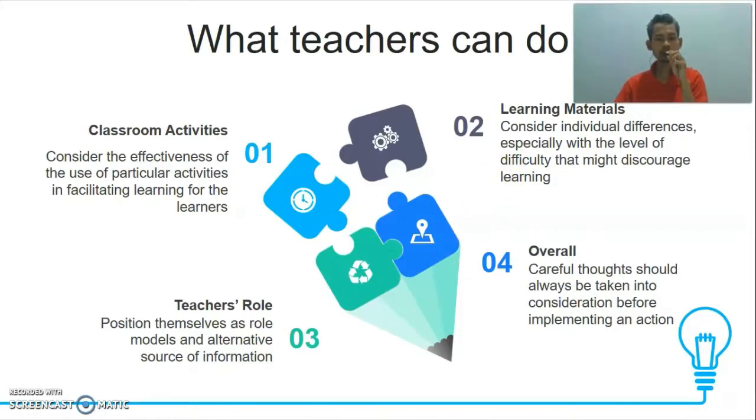And then next, teacher's role. As we can see from the finding that students or learners use the teacher as the resource, so teachers position themselves as role models and also the alternative source of information. I mention alternative source here because nowadays students have at least various sources, either online or offline. And so for the overall, when we take actions from the implication of the findings, we need to be careful. We need to consider a lot of things, because sometimes the reality is not as what we expect.